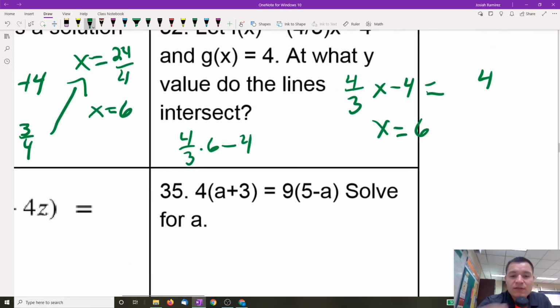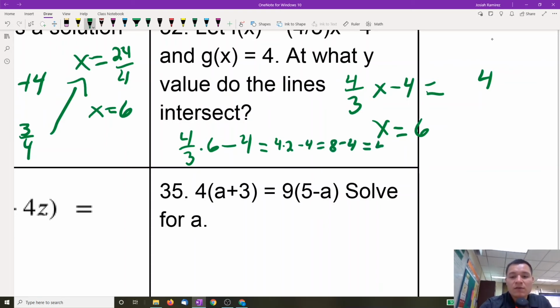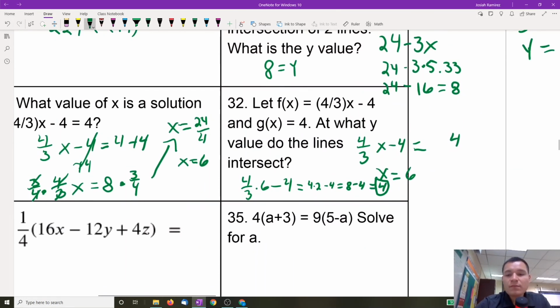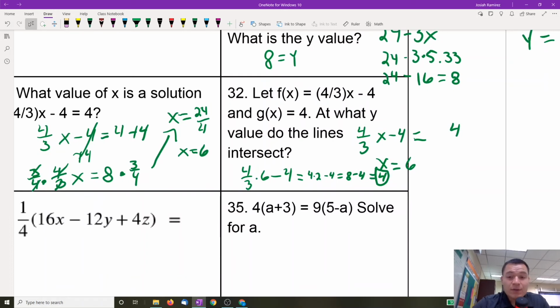Four-thirds of 6 minus 4 is equal to 4 times 2 minus 4, which is 8 minus 4, which finally gives us the answer of 4. So in these two equations, when you graph them, they're going to intersect at an x of 6 and a y of 4.